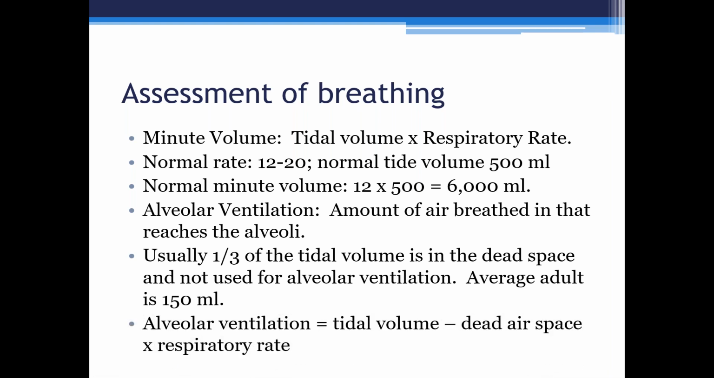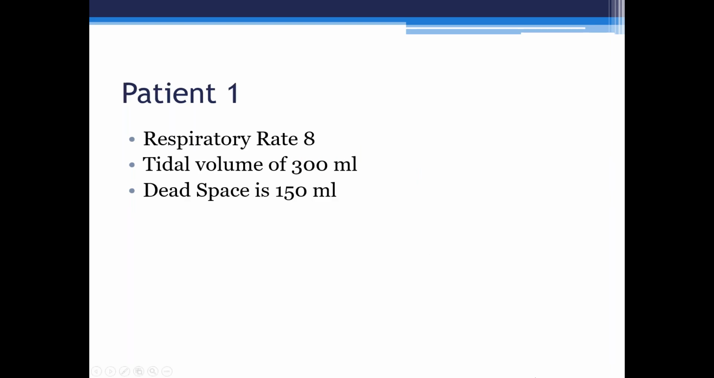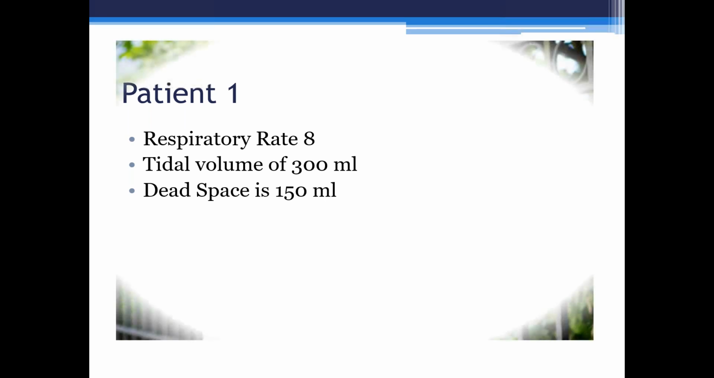So in order to figure out alveolar ventilation, we're going to take our tidal volume minus our dead air space times our respiratory rate. Again, in order to find our dead air space, it's going to be a third of the tidal volume. So if we look at this, our minute volume is going to be 8 times 300 milliliters, and that's going to be our minute volume. And then in order to find our alveolar ventilation, we are going to take 300 minus 150 and then multiply that by 8.